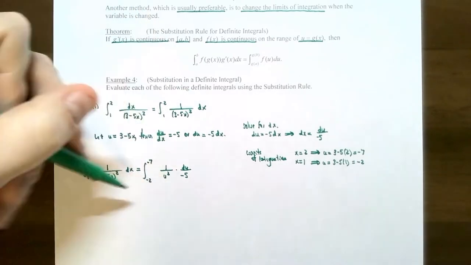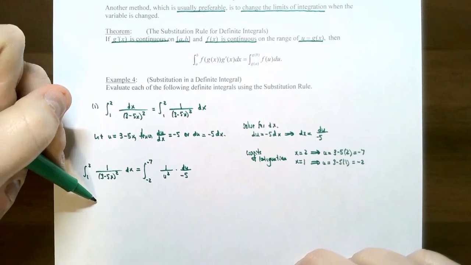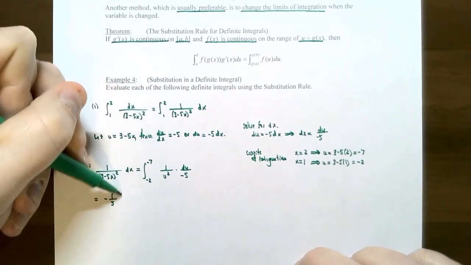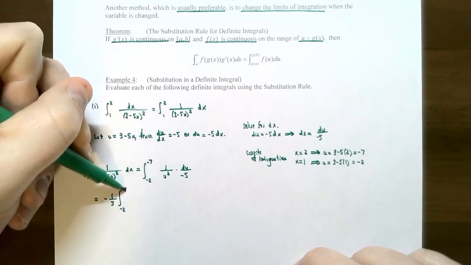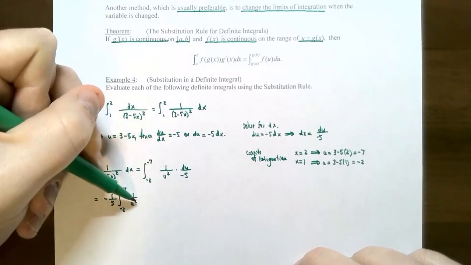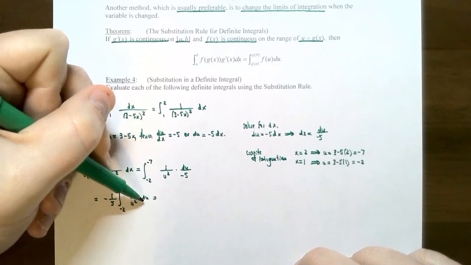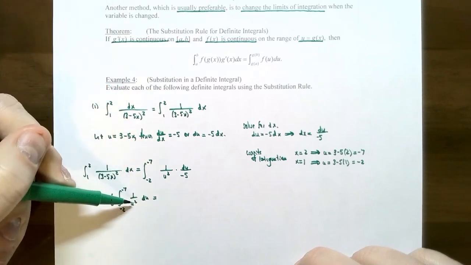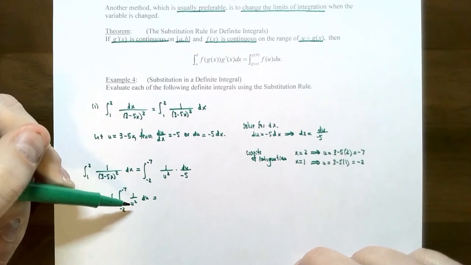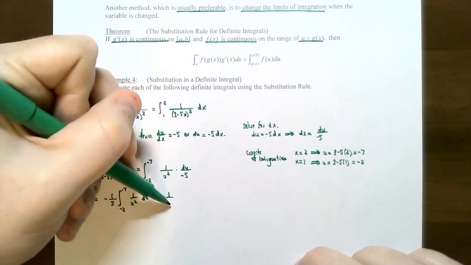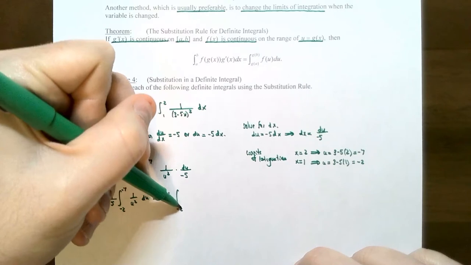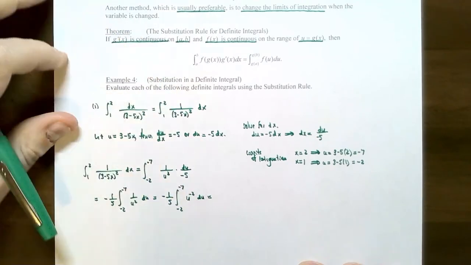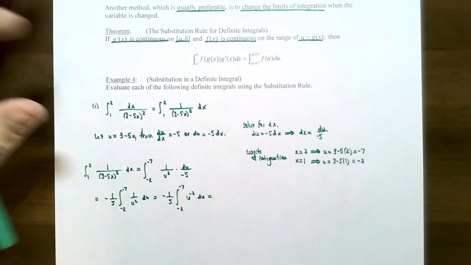So now you can find the antiderivative and use the evaluation theorem. So take out the negative 1/5, integral from negative 2 to negative 7, 1 divided by u squared du. So this is not the natural log as the antiderivative. 1 over u squared is u to the negative 2. So negative 1/5, integral from negative 2 to negative 7, u to the negative 2 du. And now you can use the reverse power rule to find the antiderivative.